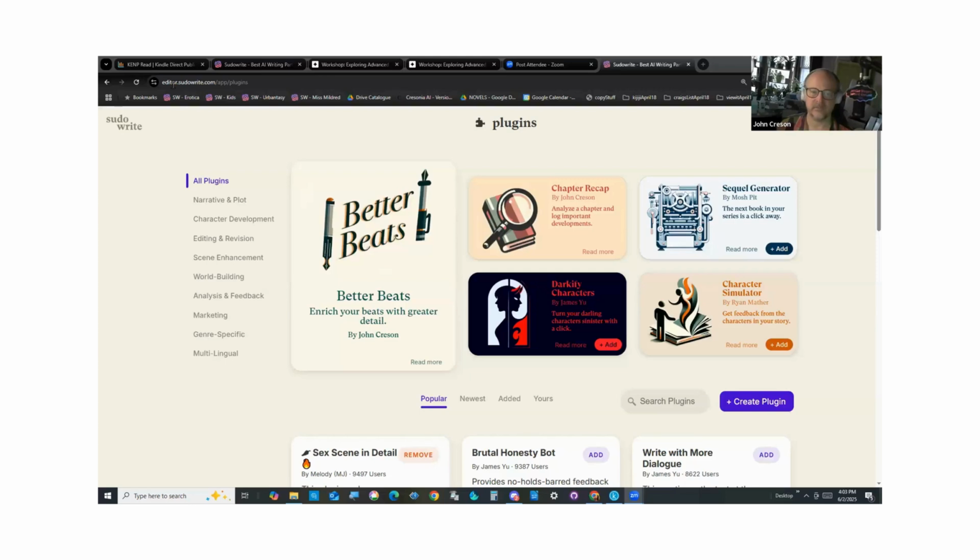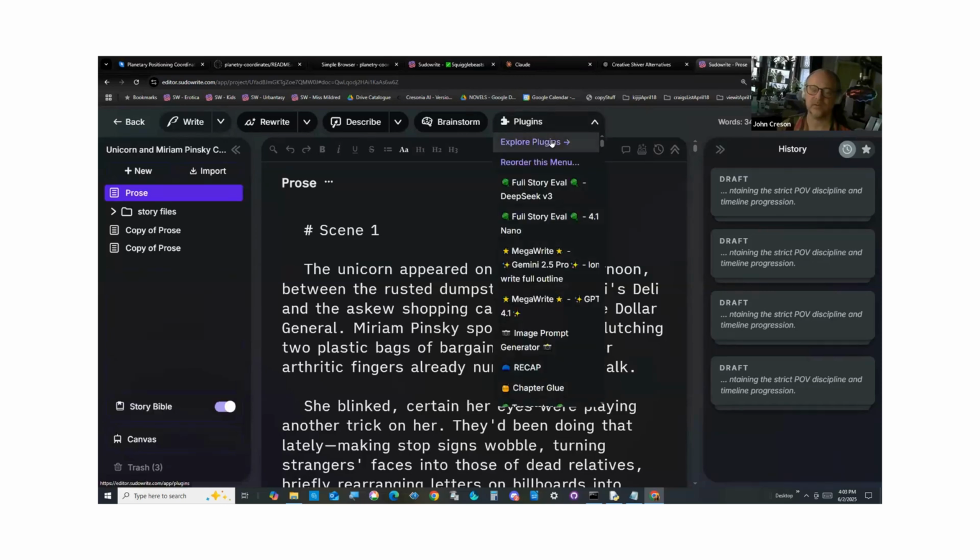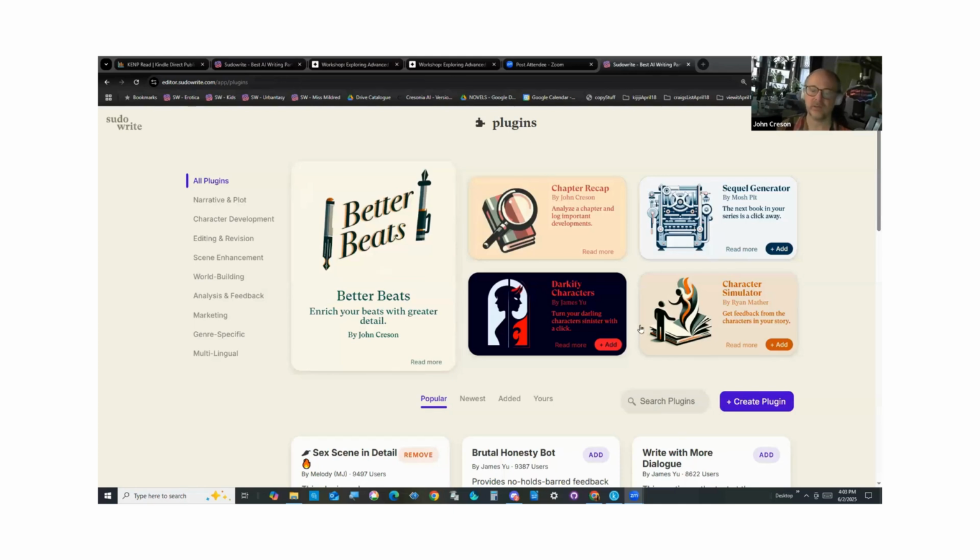And we're going to start from the plugins page. If you don't know how to get to the plugins page, then you can just go to sudowrite.com/app/plugins, or you can reach it from, say, in here that says plugins, and it says explore plugins. Okay, and so this is exploring plugins, that's where you add plugins that you're interested in.